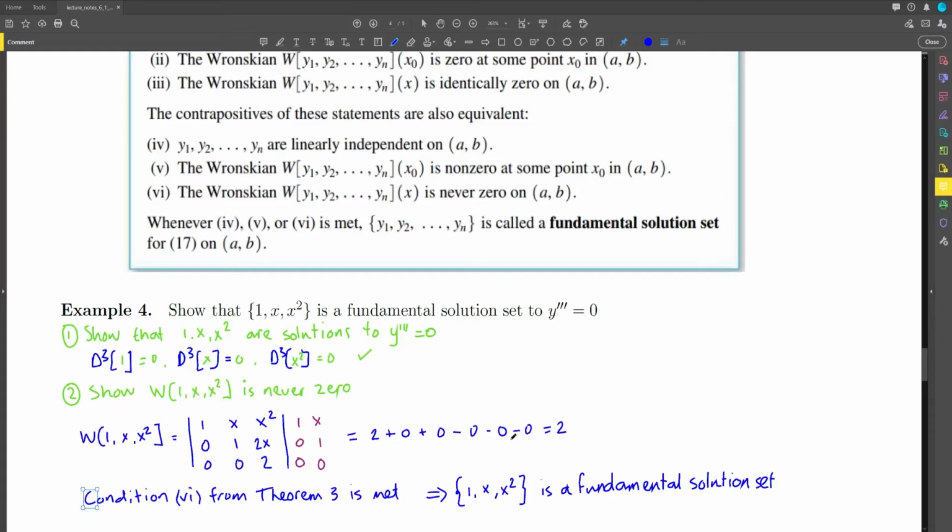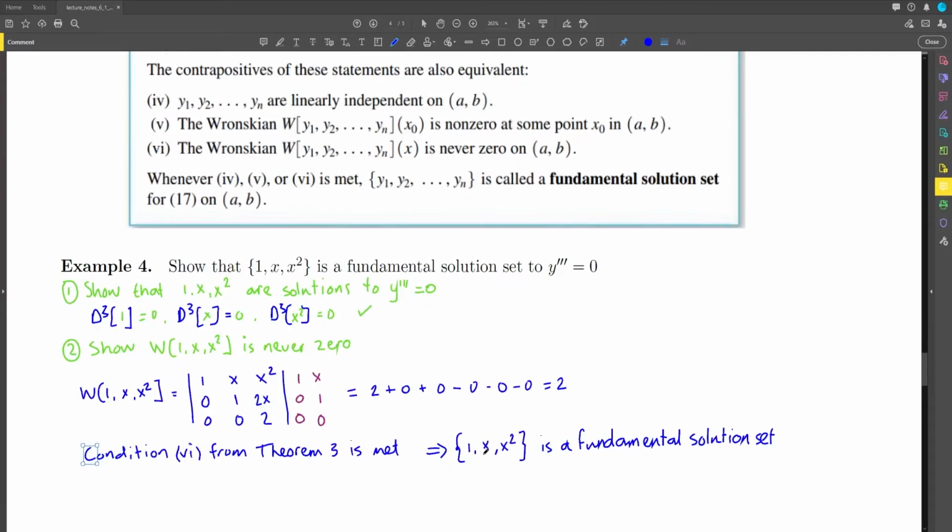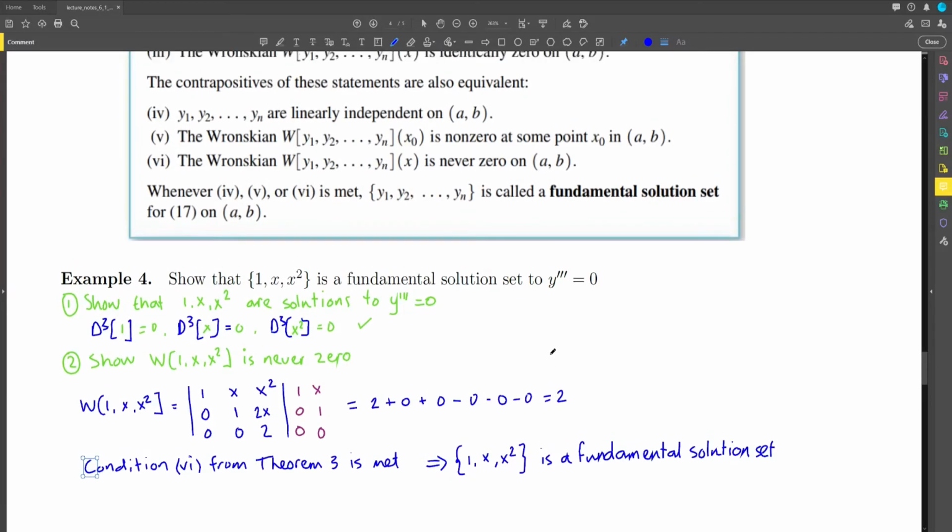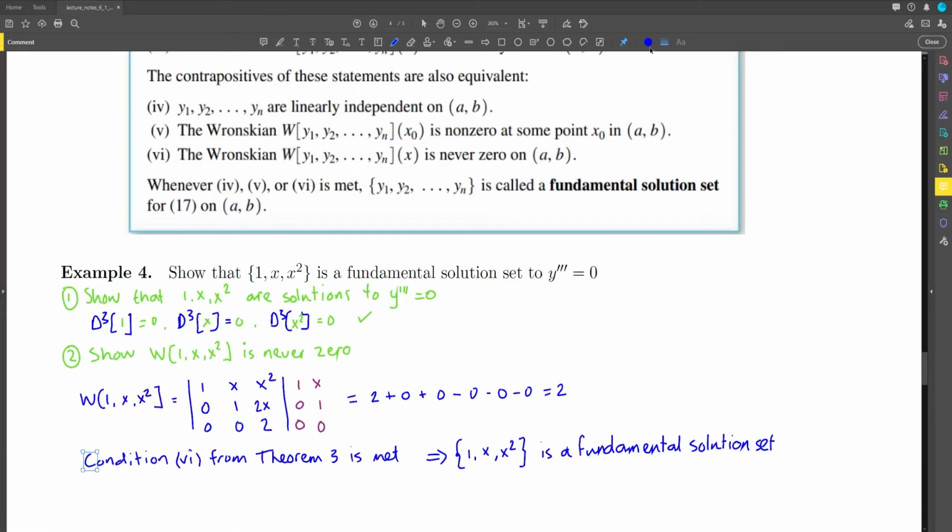Another way of saying that is that these three functions will be the building blocks to any solution to this differential equation. So as soon as we put in some initial conditions, whatever our initial conditions are, the solution will always have the form C1 times 1 plus C2 times x plus C3 times x squared. So let me write that down here as a conclusion.